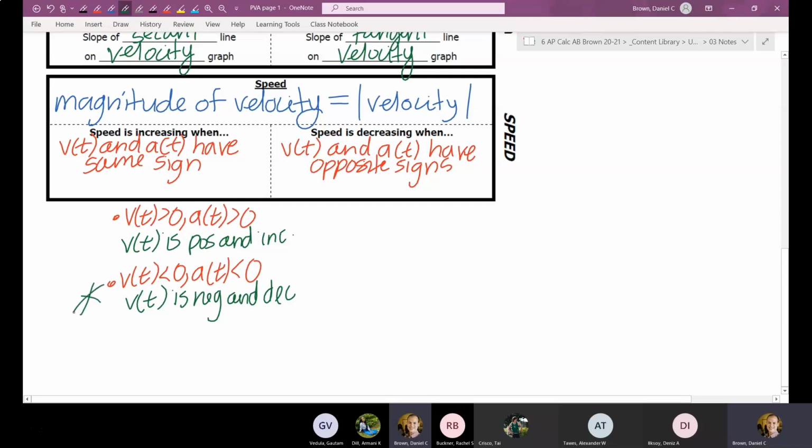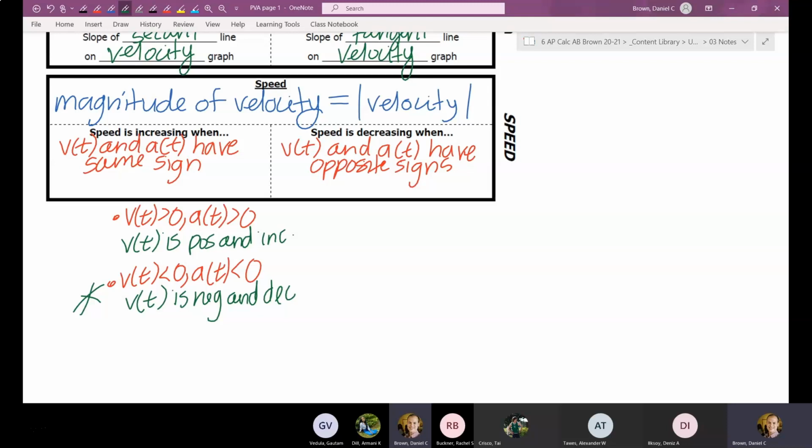Most students have trouble thinking about that second case because they're like, well, if acceleration is negative, how does that mean that the particle is speeding up? The way I think about it, the sign of velocity just tells you which way you're going. A negative velocity just means I'm moving backwards. And if my acceleration is also negative, I'm going to be pushed further backwards even faster. So the acceleration and velocity are working together.